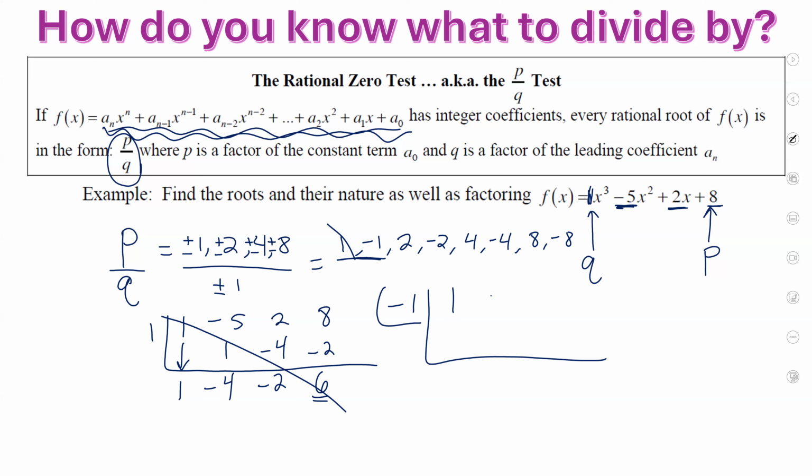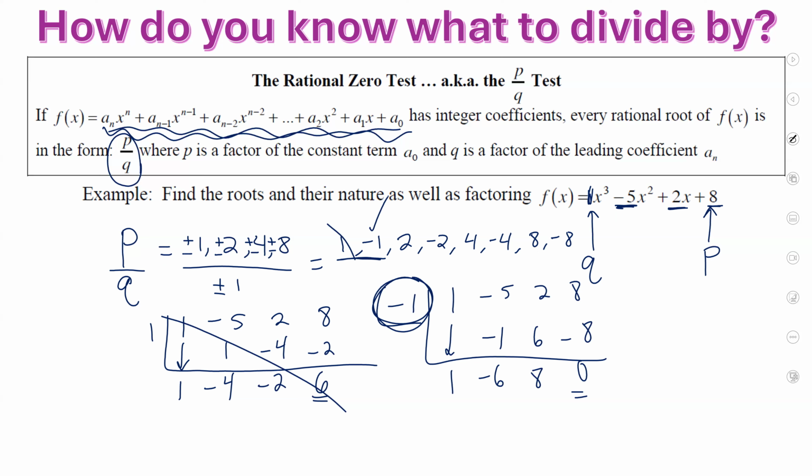So again, 1, -5, 2, and 8. Bring down the first one, you'll get -1, -6, +6, 8, -8, 0. Okay, so that means -1 is a solution. There will be a lot of guessing and checking. So -1 worked. That is a solution.